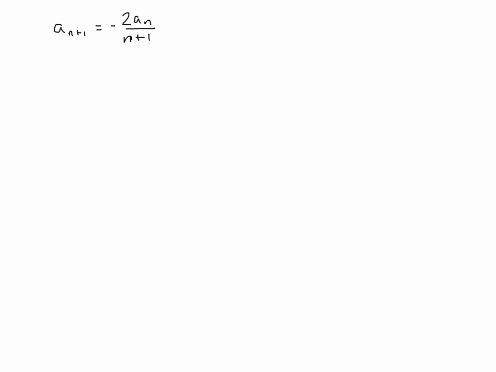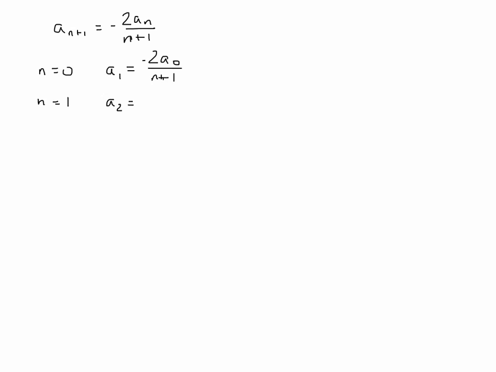So now I want to try to find my a0, a1, a2, etc. To do this, I'm going to start plugging in n's into this equation. The sum started at 0, so I'm going to start at 0. Starting at 0, that's going to give me a sub 1. A sub 1 is going to equal negative 2 a sub 0 divided by n plus 1. I'm going to plug in n equals 1. This is going to give me a sub 2.